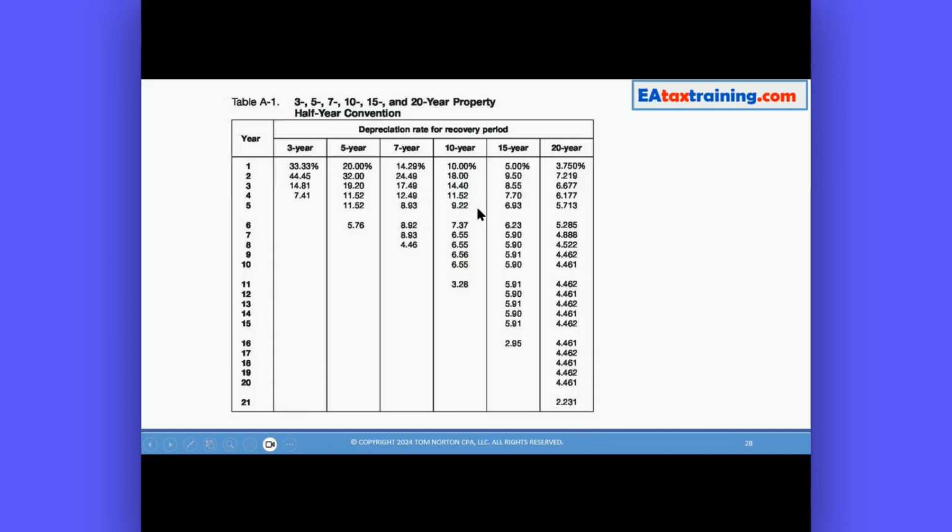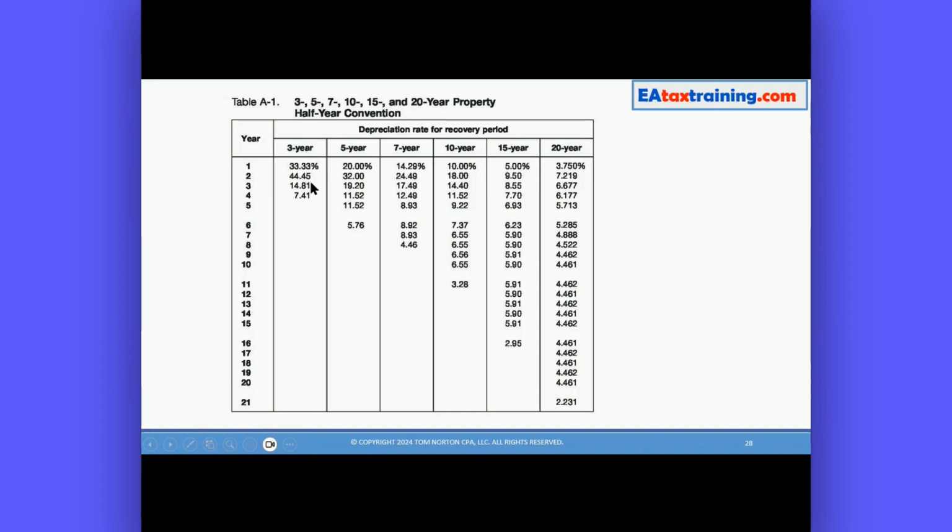Now notice on this chart, this is called 3-year property, but there's actually 4 years that you're going to take depreciation expense. 5-year property, there's 6, 7-year property, there's 8, etc. Why is that? It's because of this half-year convention. So in the first year, you're not getting to take a full year.